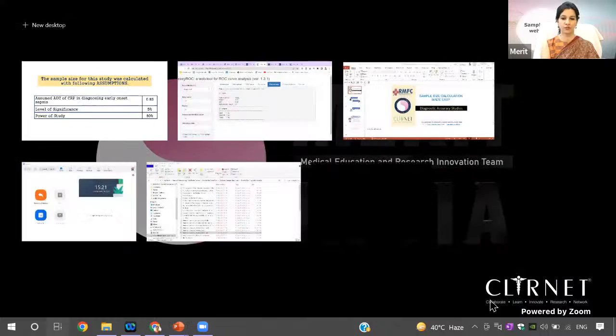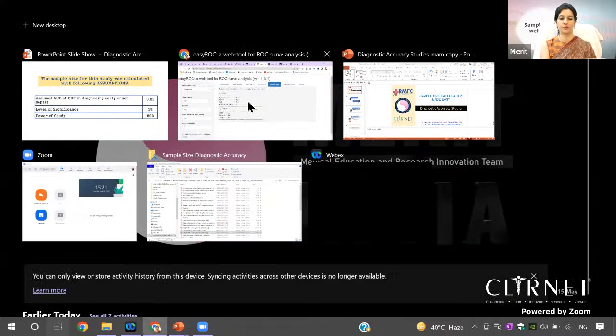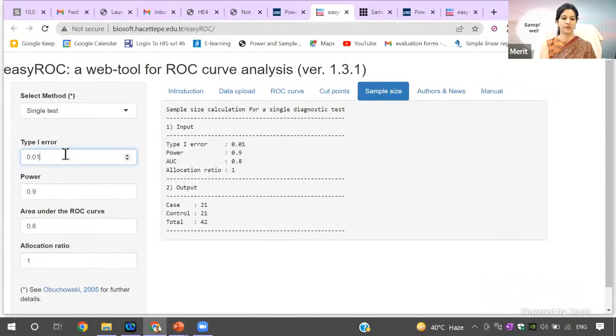So I'll also go and do it. It is a single test, and this is 0.85, and power is 80%. So it is 14. Yes, because it has a very high area under the curve, see, the area under the curve is 0.85. So this value is 14. Yes, you are right.